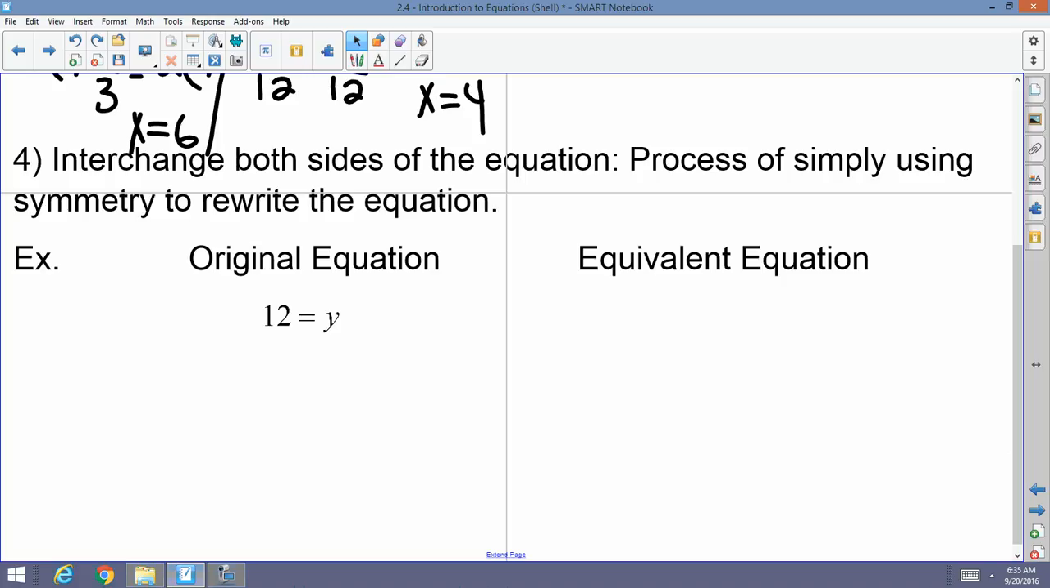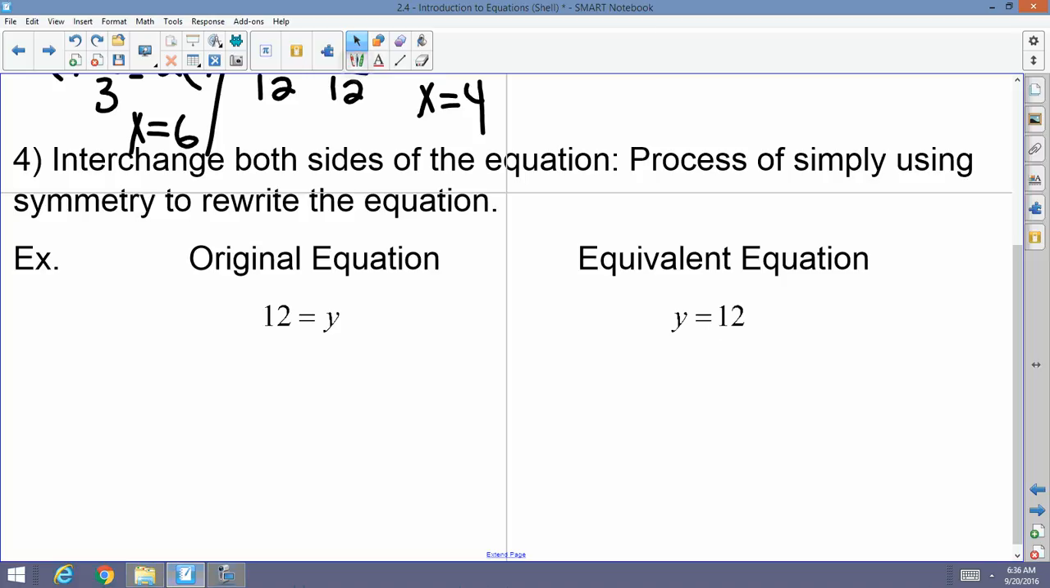Another property that we're going to discuss today is the ability to interchange both sides of the equation. It's the process of simply using symmetry to rewrite the equation. So this one's real easy. If I have 12 equals y, I can say that y equals 12. I can literally take what's on one side of the equation and flip it with the other side. But please remember, all the signs have to stay the same.